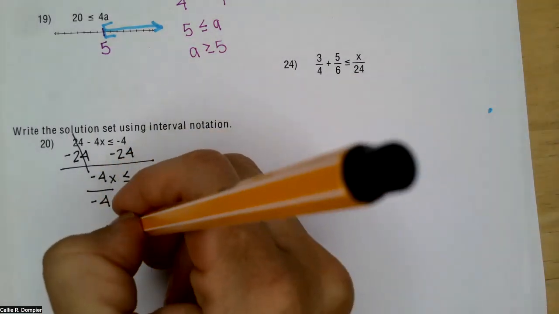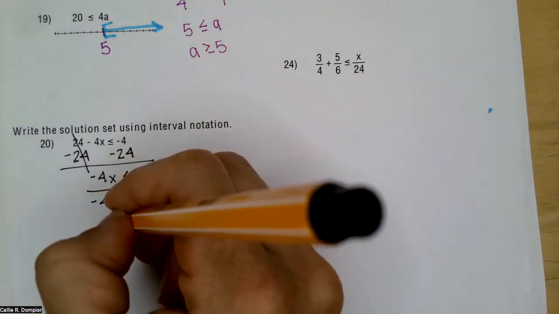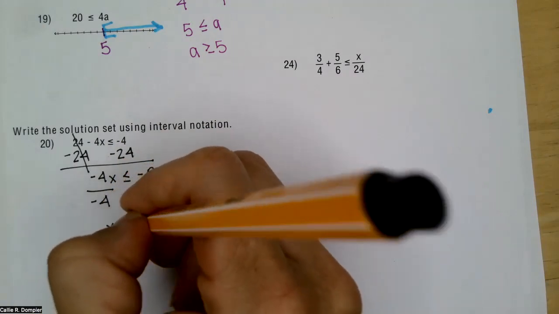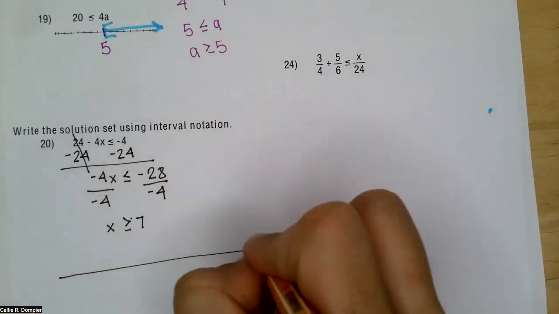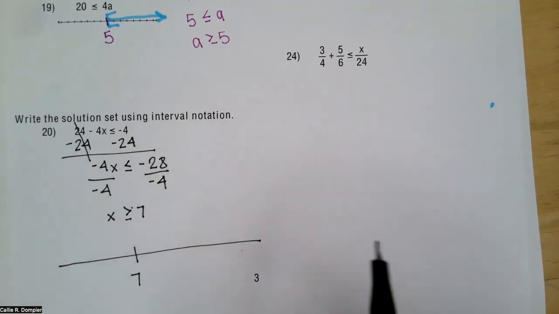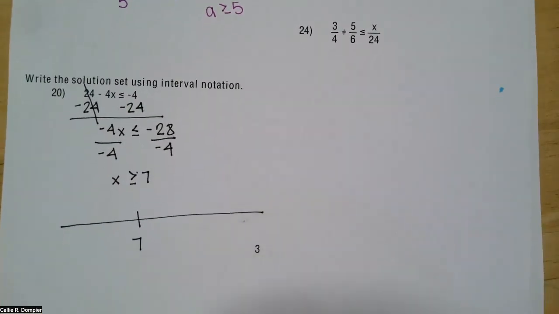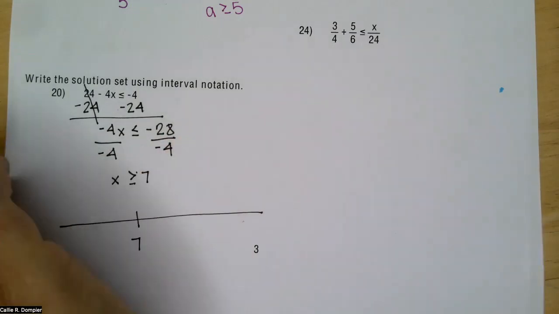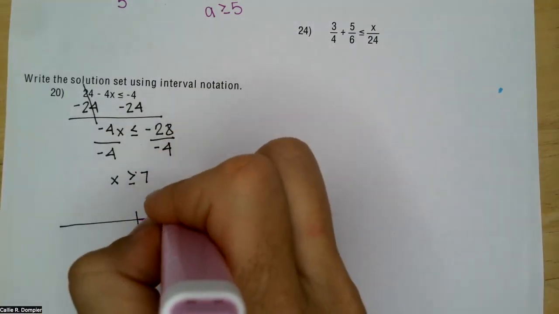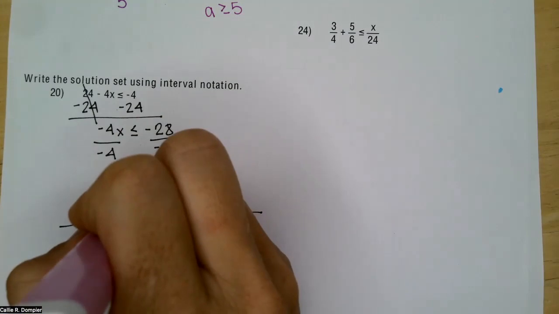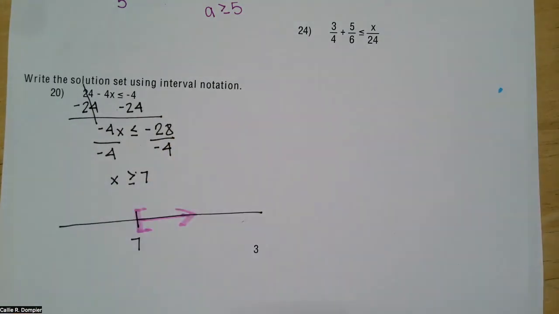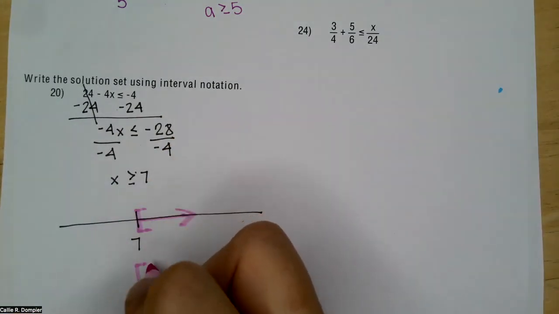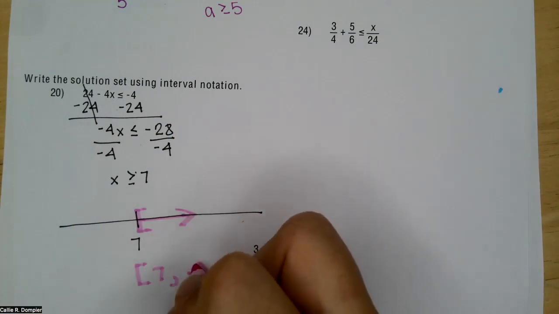Good. So we flipped the sign because we did a negative. X is greater than or equal to 7. Here's 7. They didn't ask me to graph it, but that's the easiest way to get to interval notation for me. It's greater than, so it's going to go that way. And it's an equal sign, so it's going to include 7. It'll be a bracket. So interval notation will be 7 to infinity.